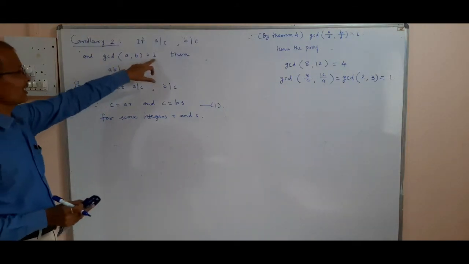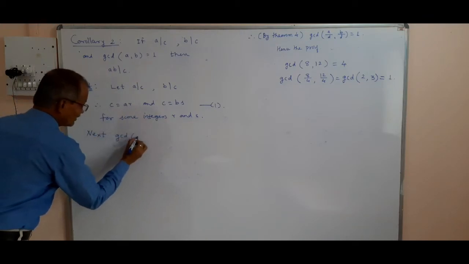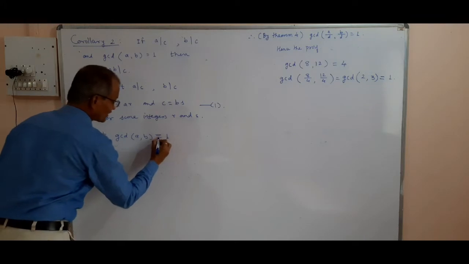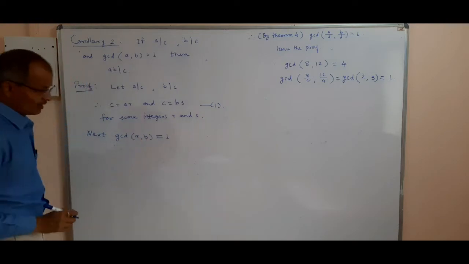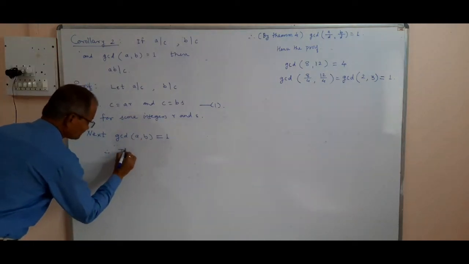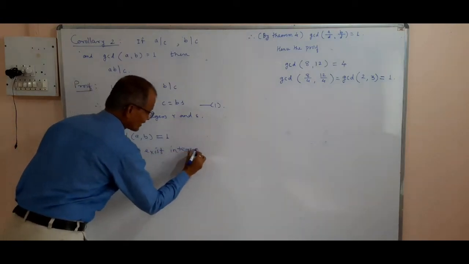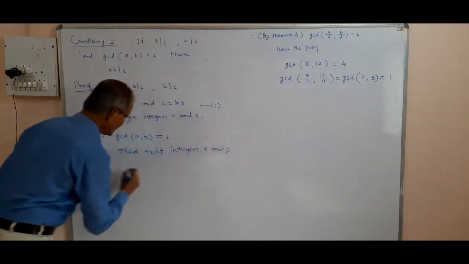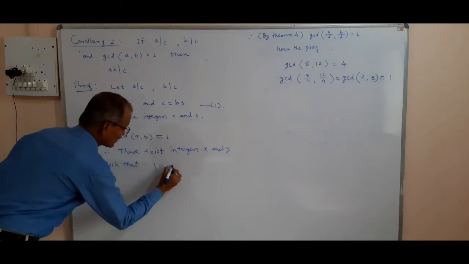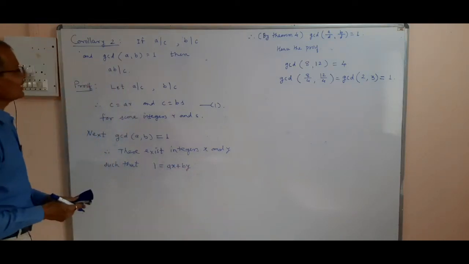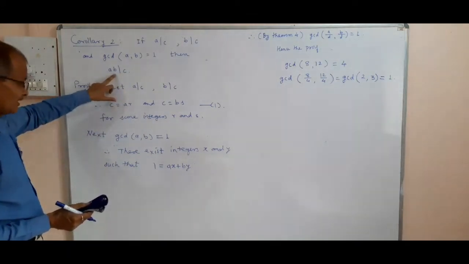Now it is given GCD of A and B is equal to 1. Consider this. Next, GCD of A, B is equal to 1. So what this will imply is 1 is expressed as a combination of A and B. So therefore there exist integers x and y such that 1 is equal to ax plus by. Now finally what we have to show is AB divides C. C is a multiple of AB, that we have to show.